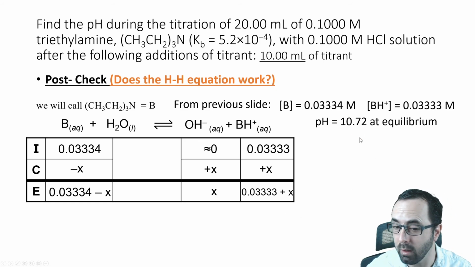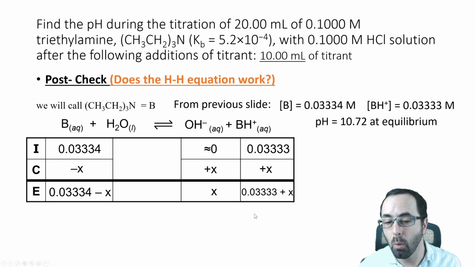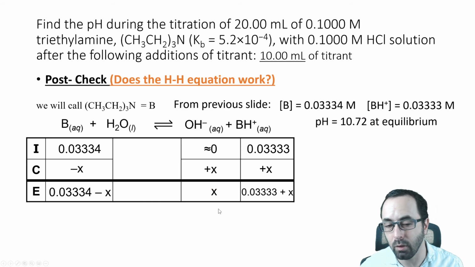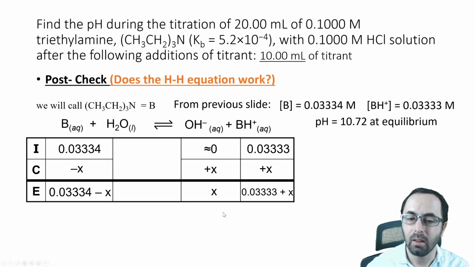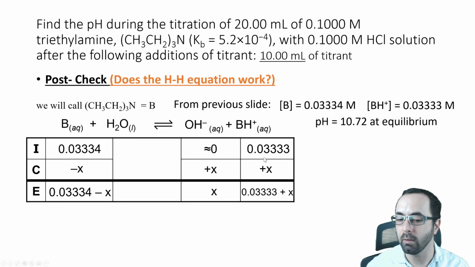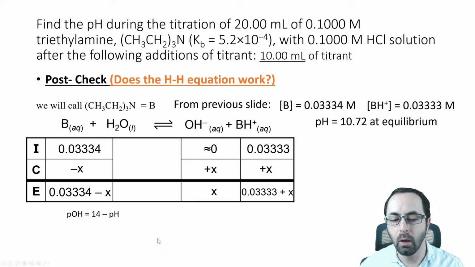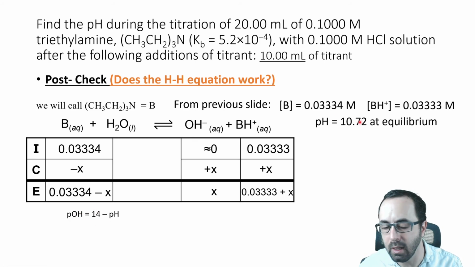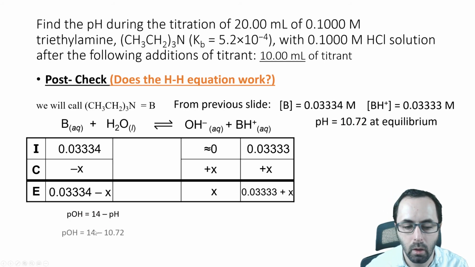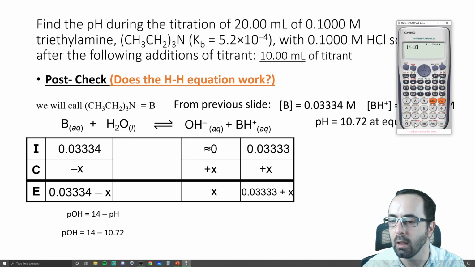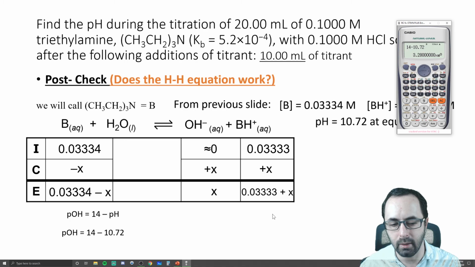So the question here is, if our pH was 10.72, how much was X? If we figure out the hydroxide concentration from the pH, that will be equal to X. Then we can compare X to our initial concentrations and make sure that X is not more than 5% of the initial concentration. So the pOH is 14 minus the pH. We have the pH, so we can get the pOH: 14 minus 10.72. So our pOH is 3.28.